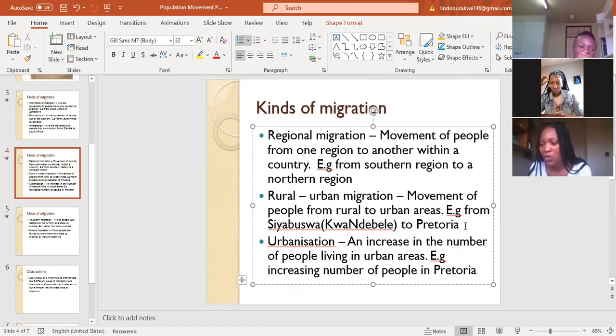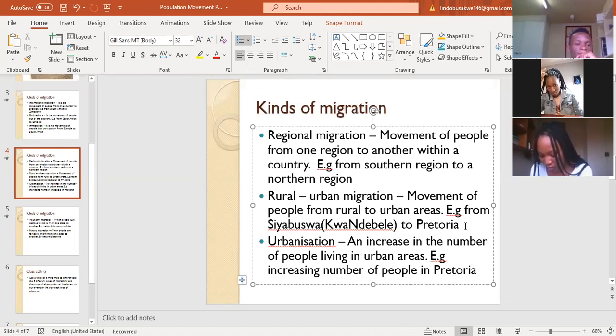So when you find people moving from a rural area to an urban area, in a South African context, you find people moving from Siyabuswa, KwaNdebele to Pretoria. We call that rural-urban migration. And then we also have urbanization. Urbanization is an increase in the number of people living in urban areas. So when rural-urban migration happens, it leads to urbanization.